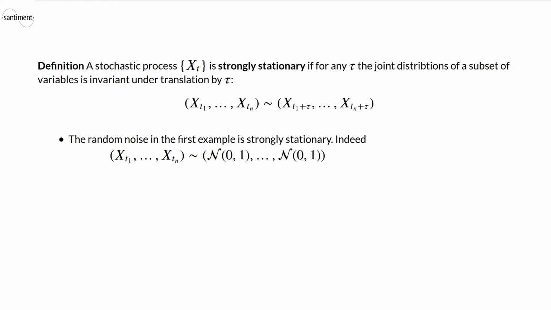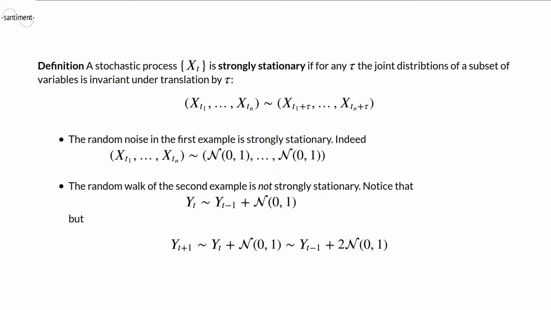So let's look at our two examples. The first example was the white noise, and basically every variable there has the same distribution. So if you take n timestamps, then the joint distribution of the associated variables is the same, and if you translate the timestamps, nothing changes. So it is strongly stationary. Also, if you remember the graph, it's intuitively what the word stationary means. If you look at the graph, this process looks kind of stationary. It doesn't move too much.